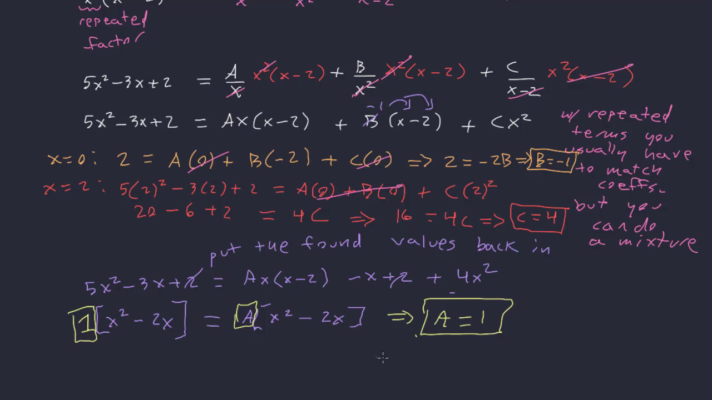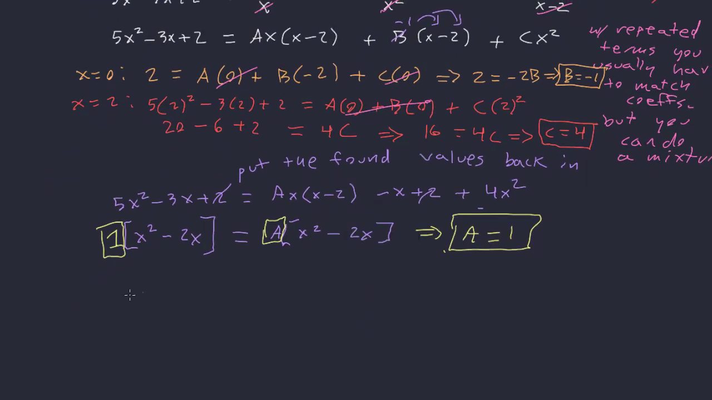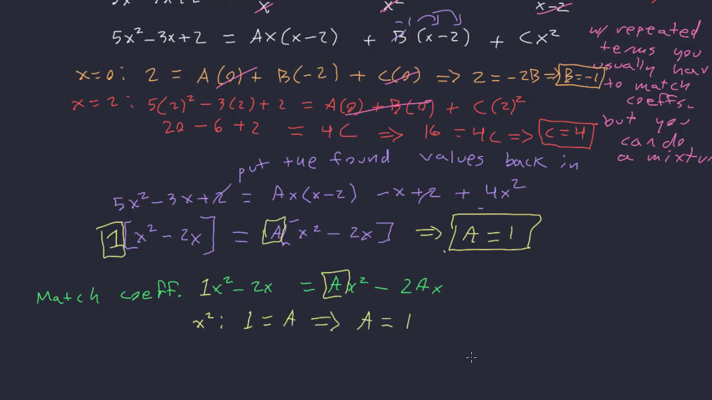There are other ways we could do that. What we could do is, if we wanted to fully match coefficients, so if we just didn't see this, we wanted to match coefficients. Okay, you have your x squared minus 2x is equal to, if we distribute this across, ax squared minus 2ax. Well, our x squared coefficient is 1, and so that means 1 needs to match up with a. So once again, we still get a is equal to 1. Okay, you can also plug in a value.